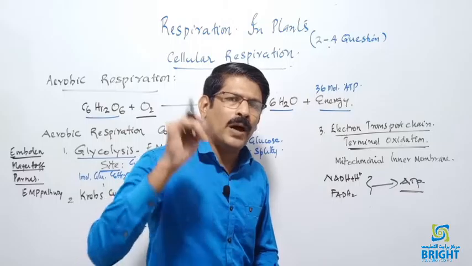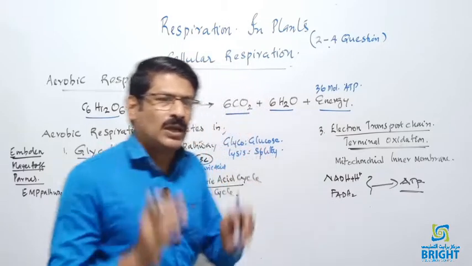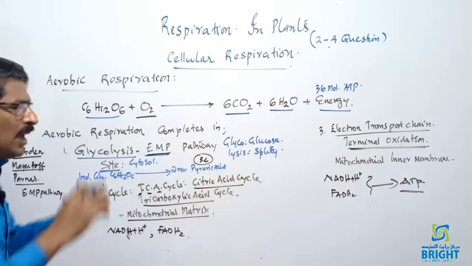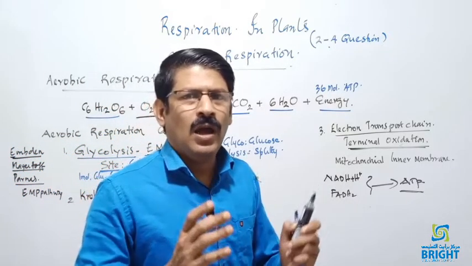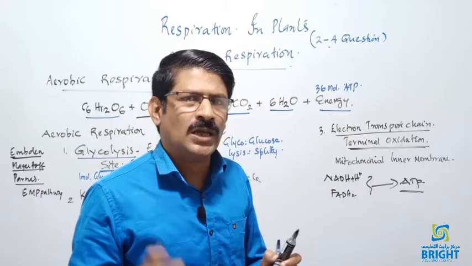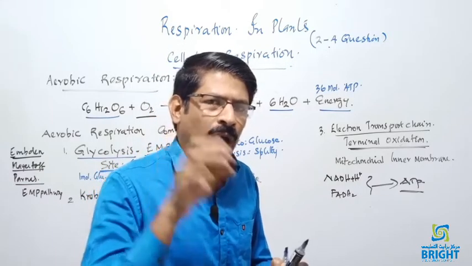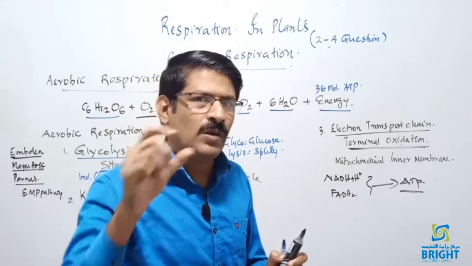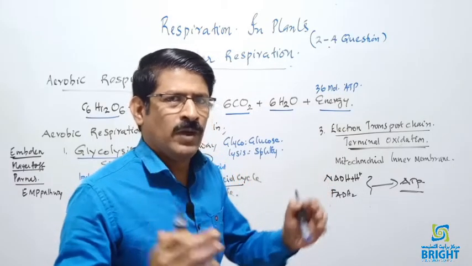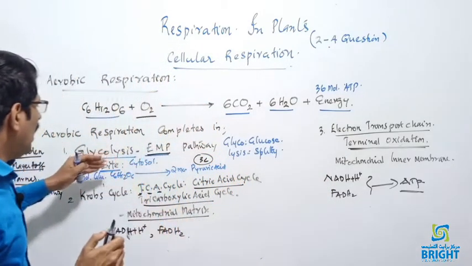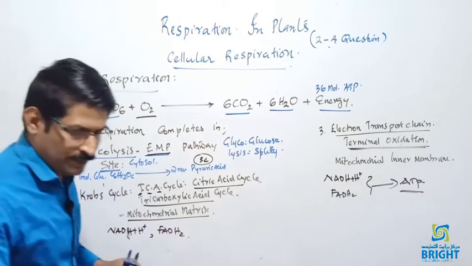So these are the 3 different stages of aerobic respiration, and in this chapter, cellular respiration or respiration in higher plants, we are discussing these 3 different stages. Along with this, we will discuss anaerobic respiration and some aspects of respiratory ratio. Then the chapter will be finished. So we can move into glycolysis in detail.